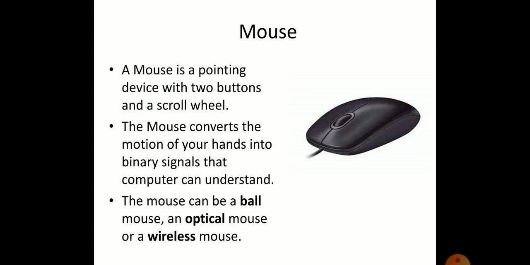The next input device is the mouse. A mouse is a pointing device with two buttons and a scroll wheel. The mouse converts the motion of your hand into binary signals that the computer can understand. The mouse can be a ball mouse, an optical mouse or a wireless mouse.